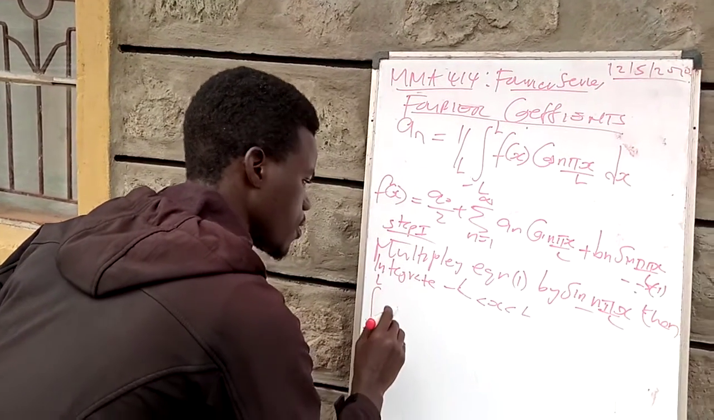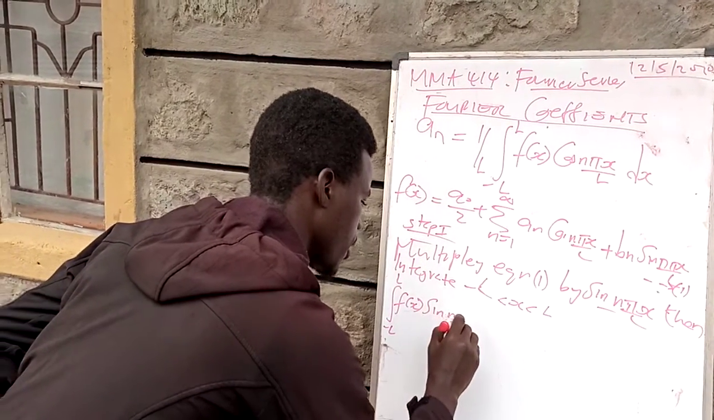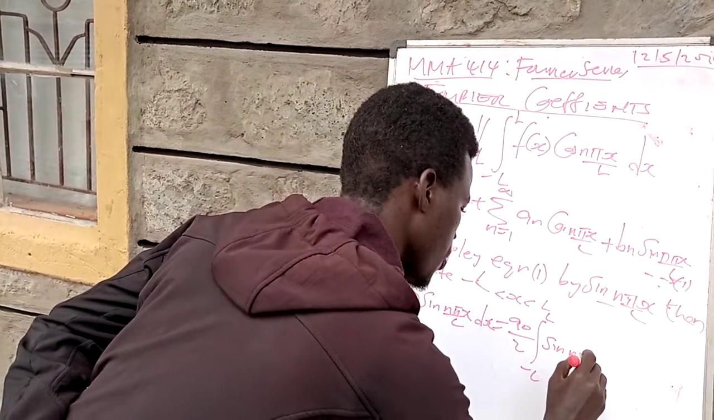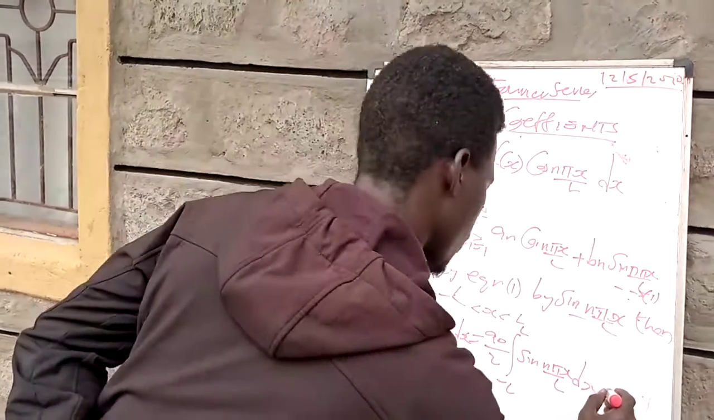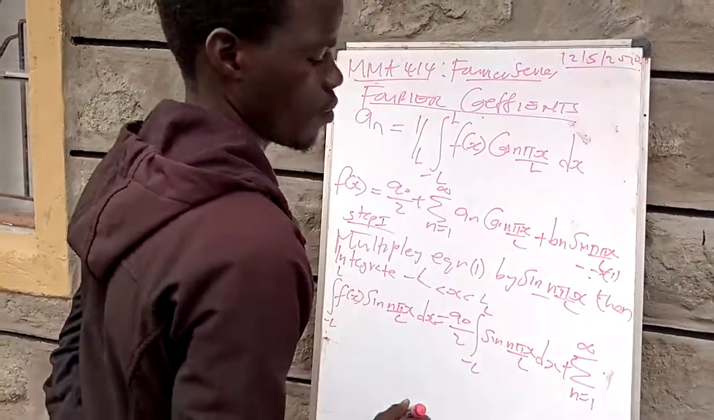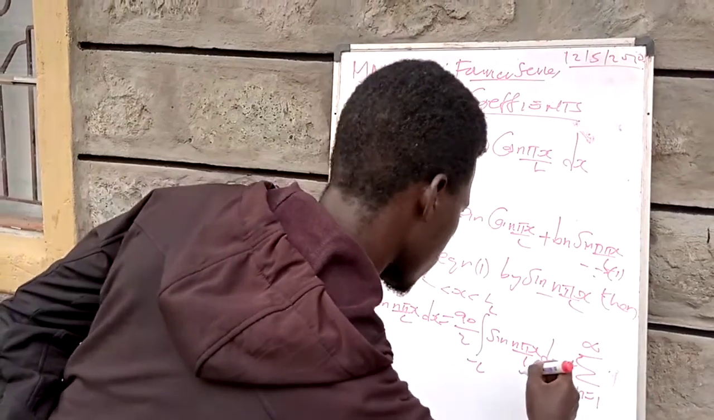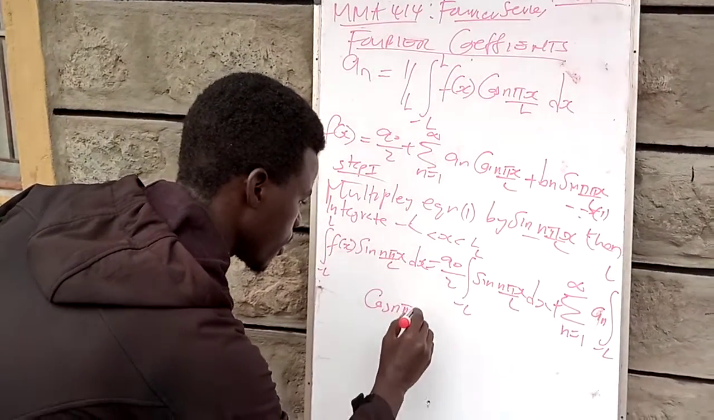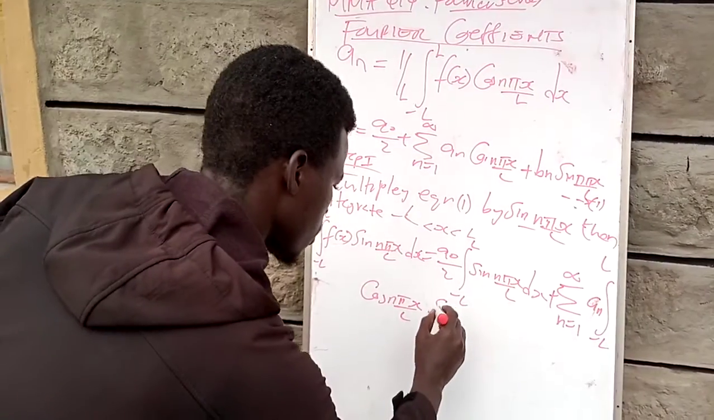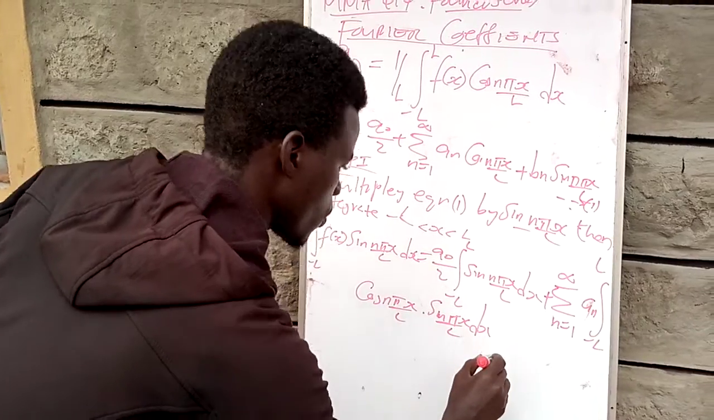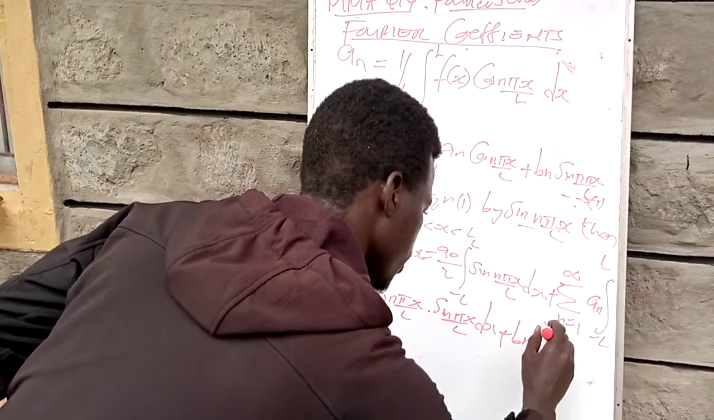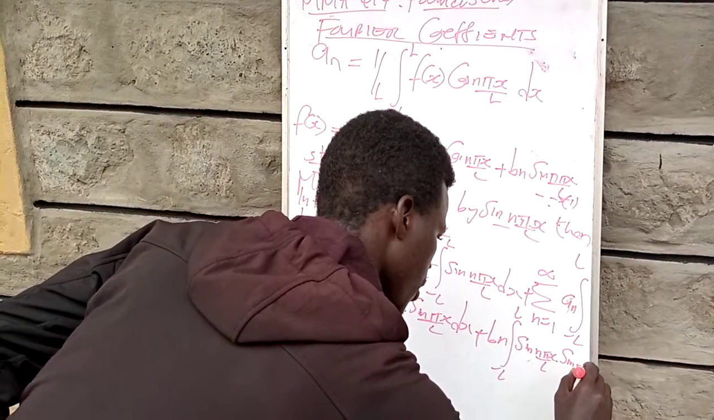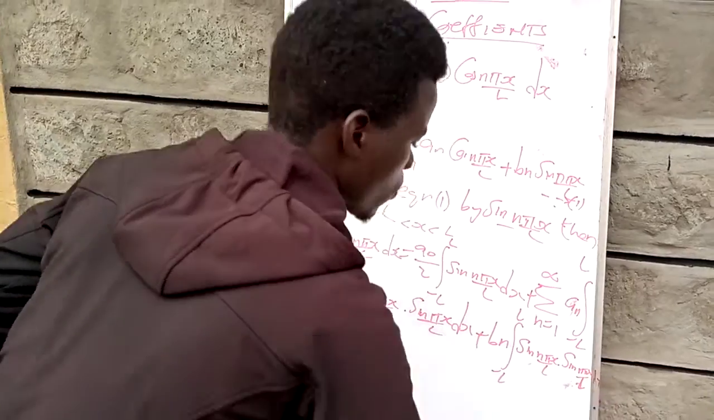So this becomes the integral from negative L to L of f of x sin n pi x over L dx, which equals a naught over 2 integral from negative L to L of sin n pi x over L dx plus summation as n runs from 1 to infinity of an integral from negative L to L of cos n pi x over L times sin n pi x over L with respect to x, and then plus bn integral from negative L to L of sin n pi x over L times sin n pi x over L with respect to x.